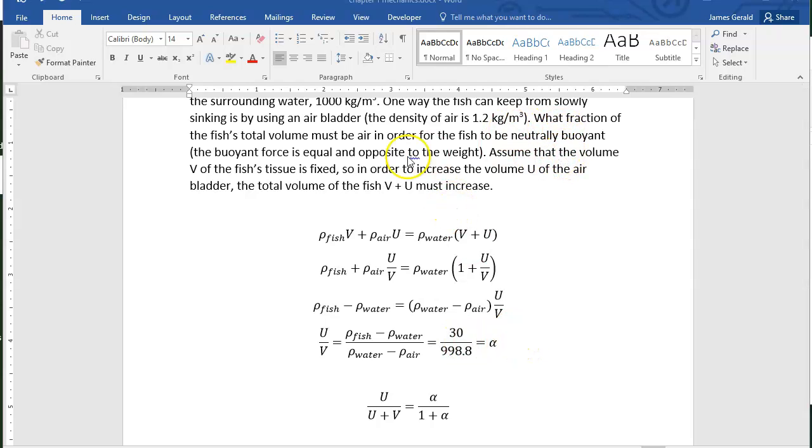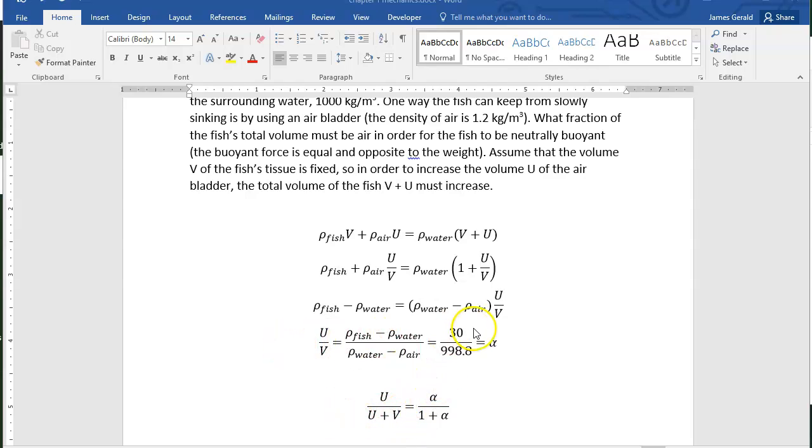And what we're asked for is the ratio of the volume of the fish to the total volume it has to increase to, right? So we're after by how much, what fraction must the volume increase? And that's just U over U plus V.